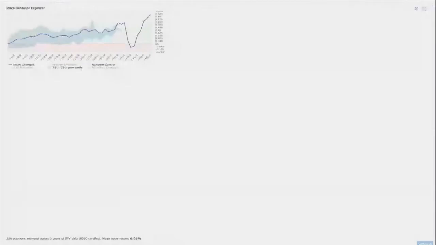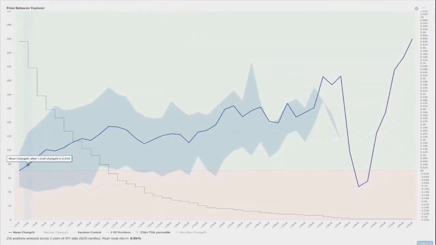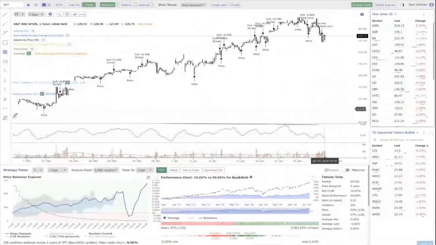The other chart gives you your price behavior distribution. So you can see how many positions were open over how many candles, that's your bottom axis here, and the return and the max drawdown and max gain of open positions as time progressed based on how many candles were open or positions were open at that time. And you can even click see on chart to plot the buy and sell activity on the chart itself.